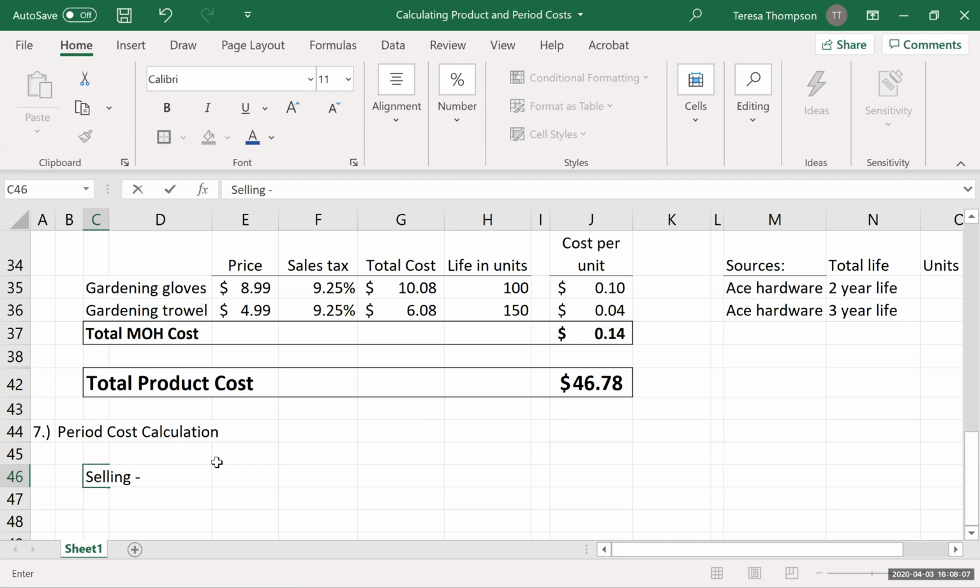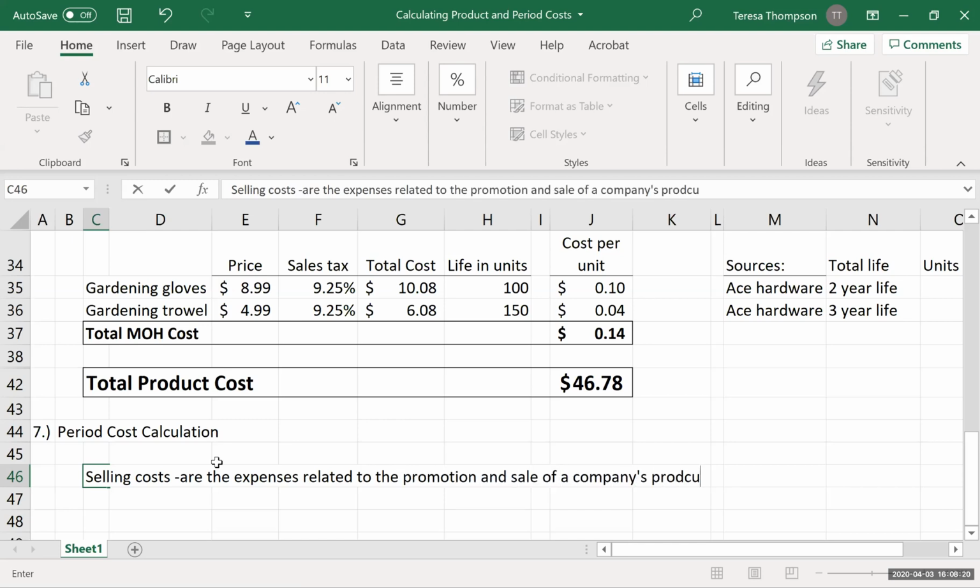Let me remind you that your book states that selling costs are the expenses related to the promotion and sale of a company's product. Okay, so that's our definition. I think it's on page 192. All right, so with that definition in mind, think about the selling costs that relate to your specific product.